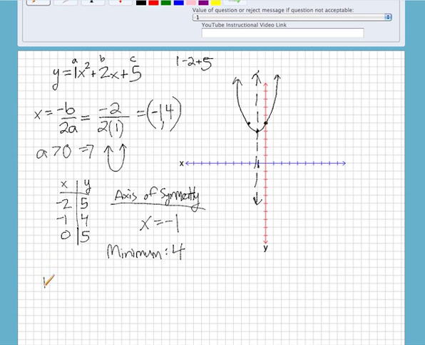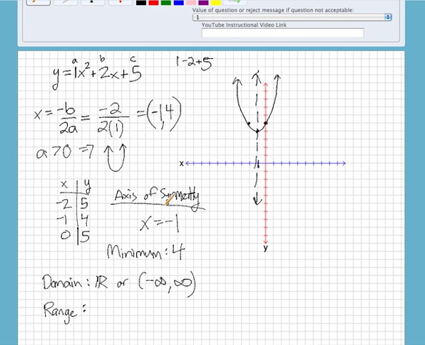Then the next two things I saw on the sheet that you sent were domain and range. So let's look at those two. The domain is going to be all real numbers because you can plug in any x value you want into this function and you will get a y value. So it's all real numbers, or you can write it like this, negative infinity to infinity. That's called interval notation.